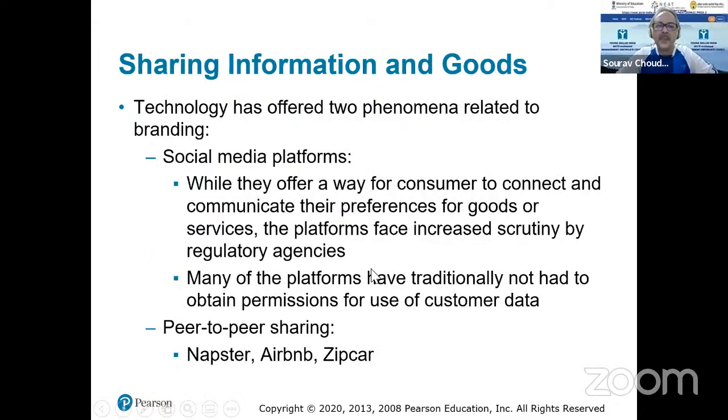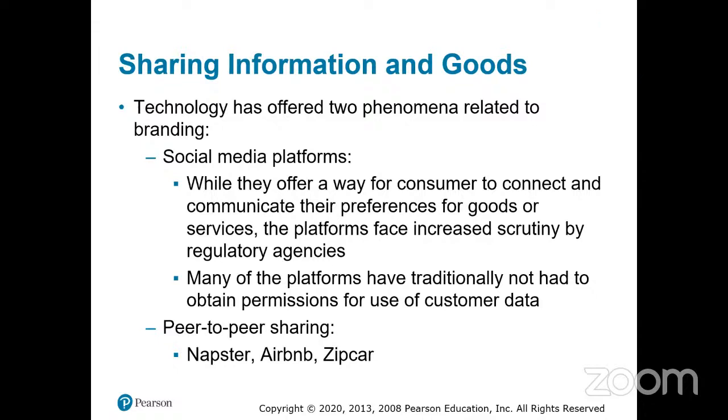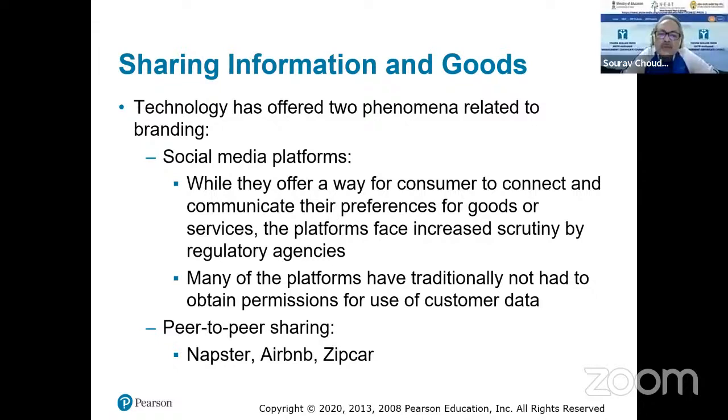Okay, and of course sharing information and goals, as we discussed. There is so much information around you on social media platforms. While they offer a way for consumers to connect and communicate their preferences for goods or services, the platform faces increased scrutiny by regulators. So consumers can actually connect with companies and tell them what they prefer, and companies can actually use that information to customize their product according to consumers' needs. However, there is a lot of scrutiny in social media.